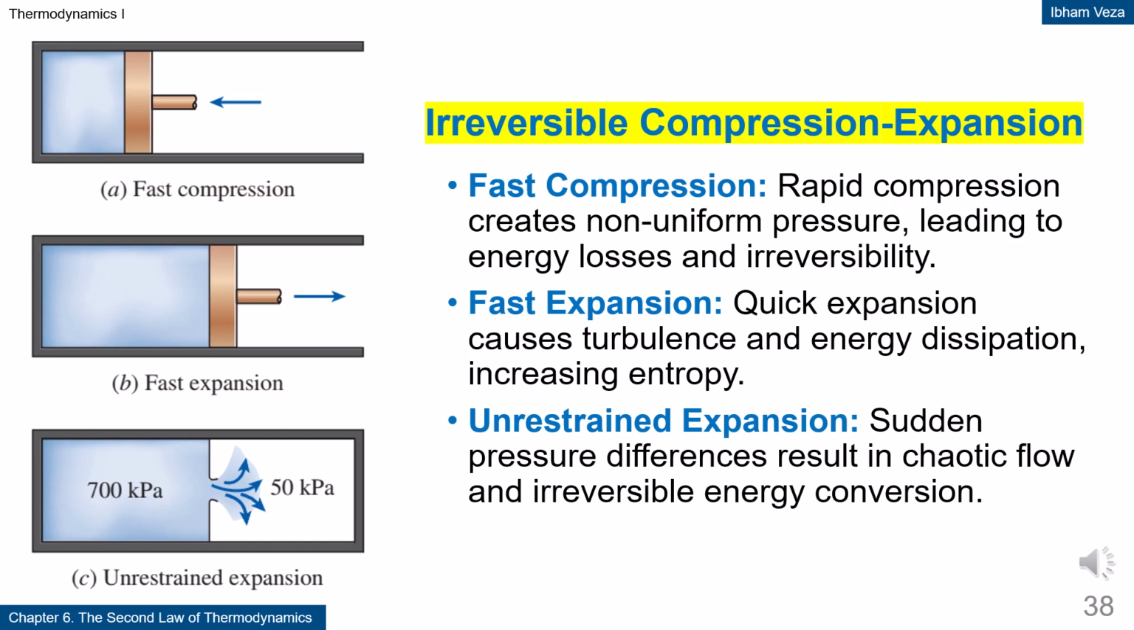Irreversible compression expansion. Very fast compression or expansion creates pressure non-uniformities. The flow becomes turbulent and a lot of energy is dissipated. Free expansion is an extreme example of an irreversible process. In all these cases, part of the work potential is lost forever. Such processes can never be perfectly reversed.